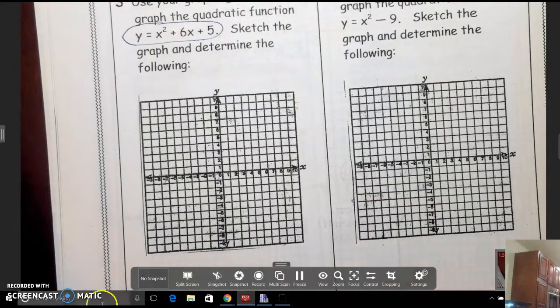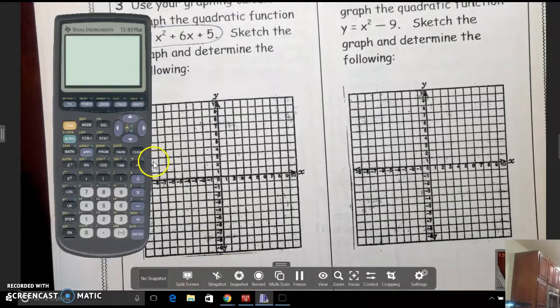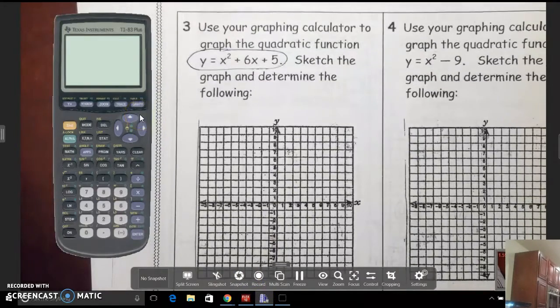So I'm going to bring up my calculator. Okay, so this is my calculator. I'm going to put in x squared plus 6x plus 5. So I first go to y equals. So on your calculator, you're going to go to y equals. You turn it on. So I'm going to go to y equals.